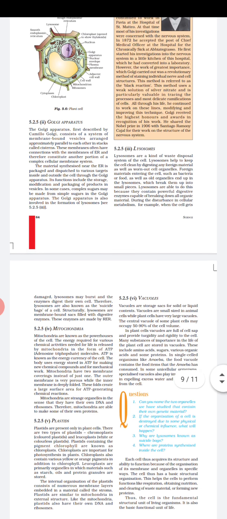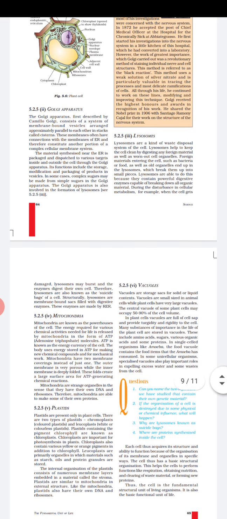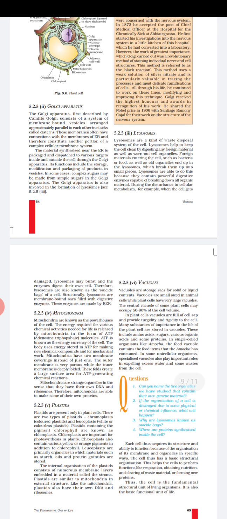The material synthesized near the ER is packaged and dispatched to various targets inside and outside of the cell through the Golgi apparatus. Its functions include the storage, modification and packaging of the products in vesicles. In some cases, complex sugars may be made from single sugars in the Golgi apparatus. The Golgi apparatus is also involved in the formation of lysosomes.